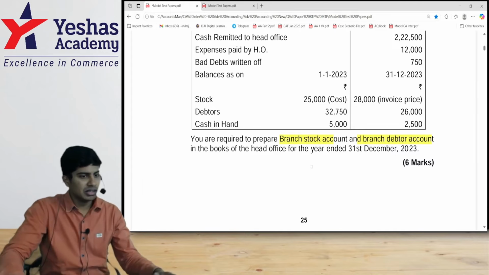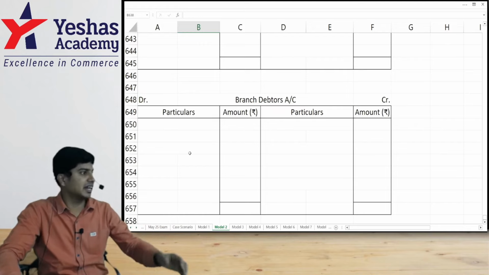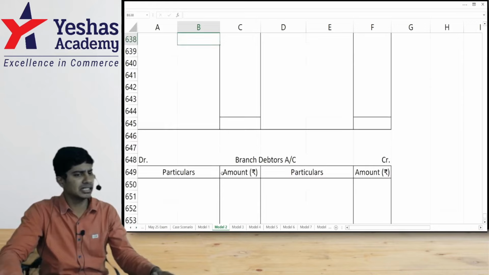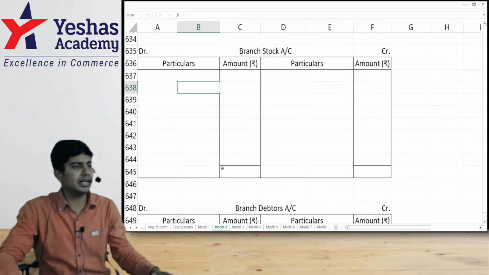Let's do that. Keep the format of branch stock and branch debtors ready and then start reading the question. One complete page for branch stock, one complete page for branch debtors. So remember, both are assets. Debit increase, credit decrease. Debit inflow, credit outflow.